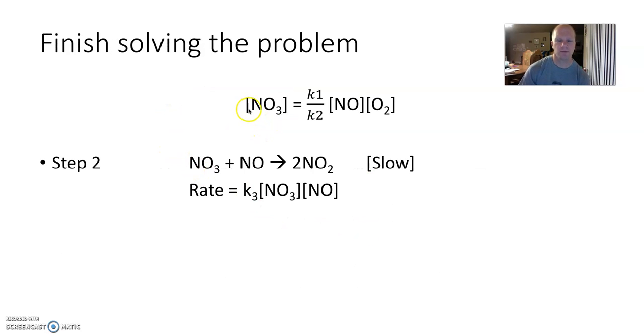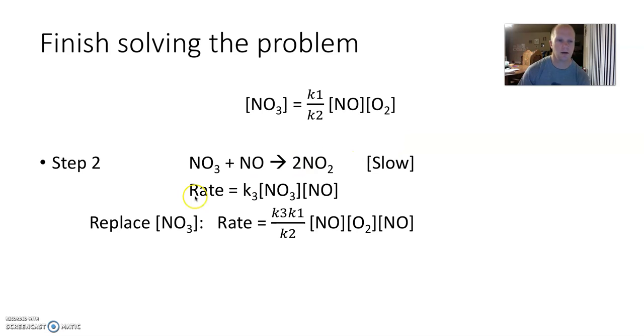So solving the problem, we know this, right? NO3 is equal to this. So let's substitute it in. Replace NO3, so I get this, right? I get this guy right here. Now this looks complex with all these K's, right?